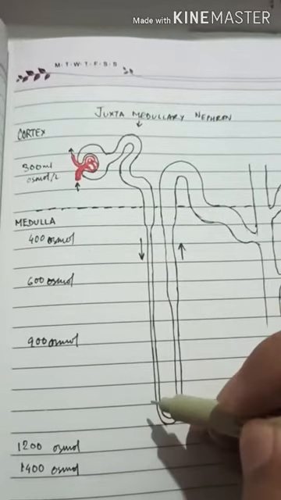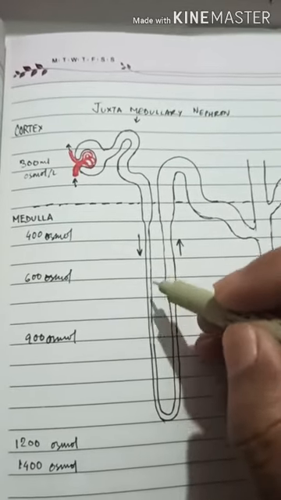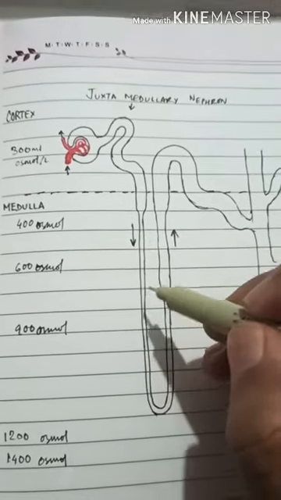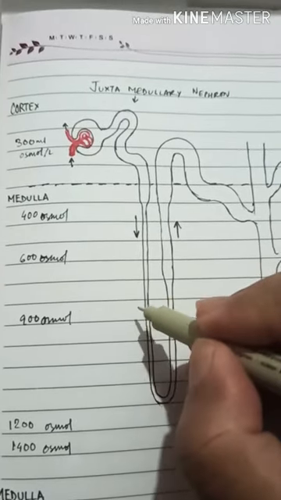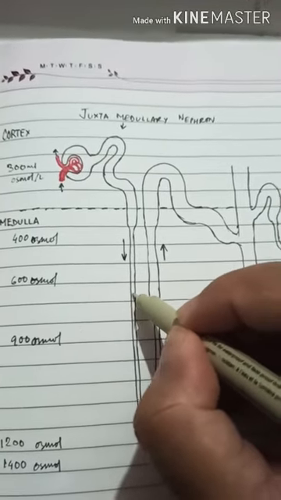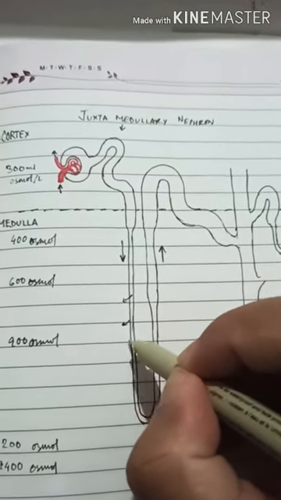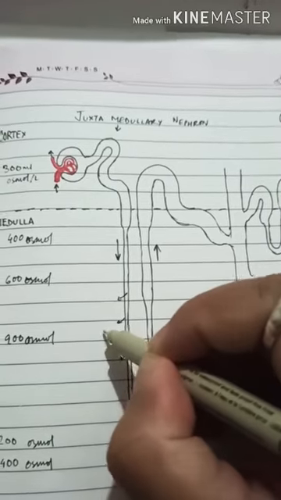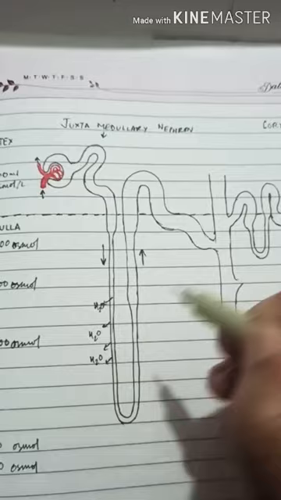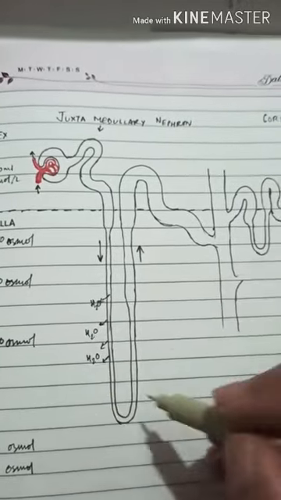Right there in the descending limb, the wall is made up of cuboidal epithelium, which has a tendency of diffusing water out. Means from there we can find that water can come out very easily. Water is coming out.